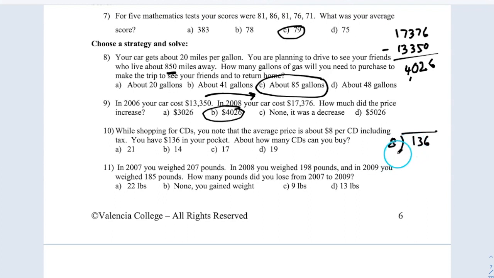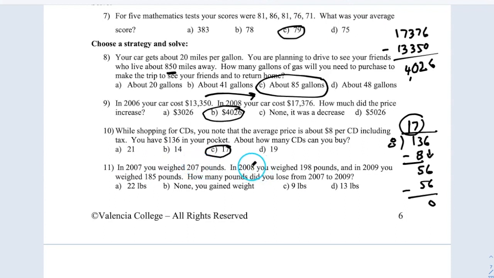8 goes into the 1 now. 8 goes into the 13? Yes. So it goes once. 1 times 8 is 8. 13 minus 8. That's right, 5. You bring down the next value. How many times 8 into the 56? 8 times 7 is 56. 56 minus 56 is 0. So you can buy around 17 CDs. Again, adding, subtracting, multiplying, dividing. Very important.